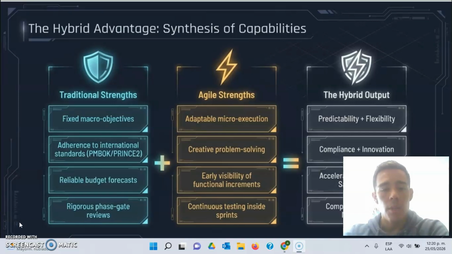This allows teams to adapt faster to changes during project execution. By integrating both approaches, the hybrid model creates a balance between control and adaptability, improving innovation, efficiency, and stakeholder satisfaction.